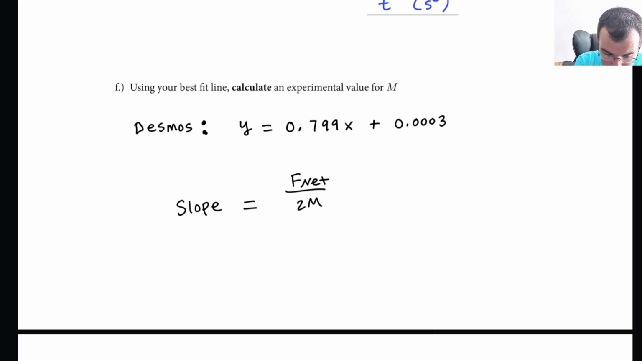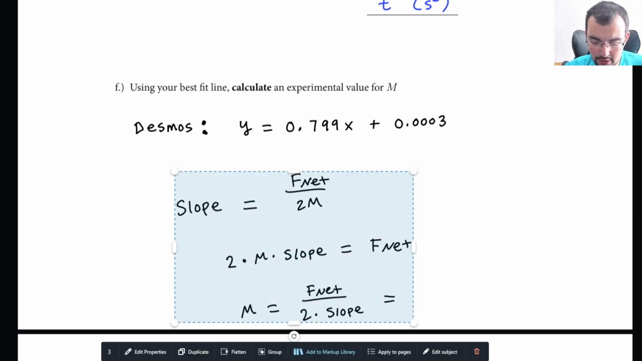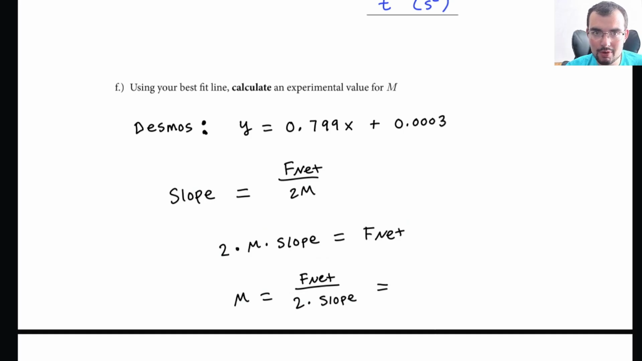So that tells us 2 times m times slope would be equal to F net, or m would be equal to F net divided by 2 times the slope. And I think just this time, I usually don't do the units at all, and just sort of say give the units in what the quantity is actually measured in, but we'll show this one.